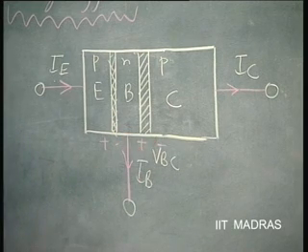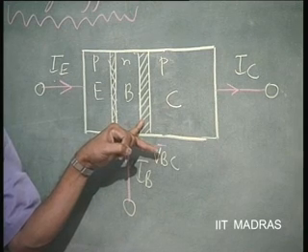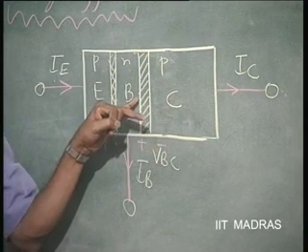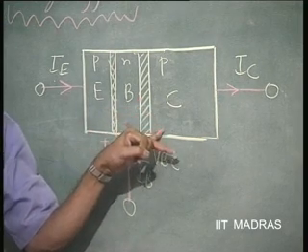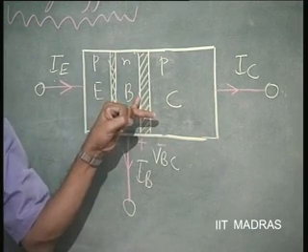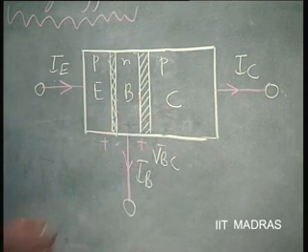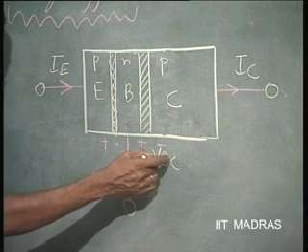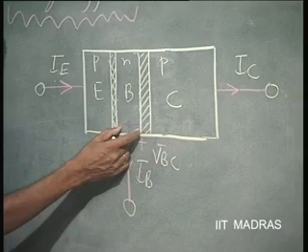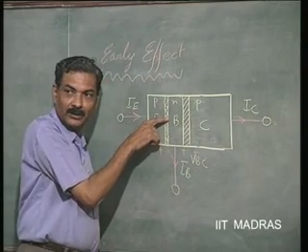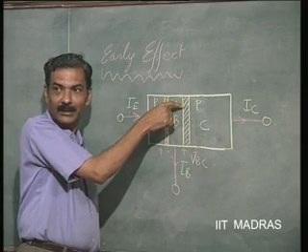Now, what happens? Of course, the field here will assist it, it will increase, and it will assist these to come fast to this side. But first of all, these things have to come to this side. That does not depend upon the field. But what happens here is that because VBC increases, the base width decreases, and of those holes which are injected onto the base, a larger number will get collected here.